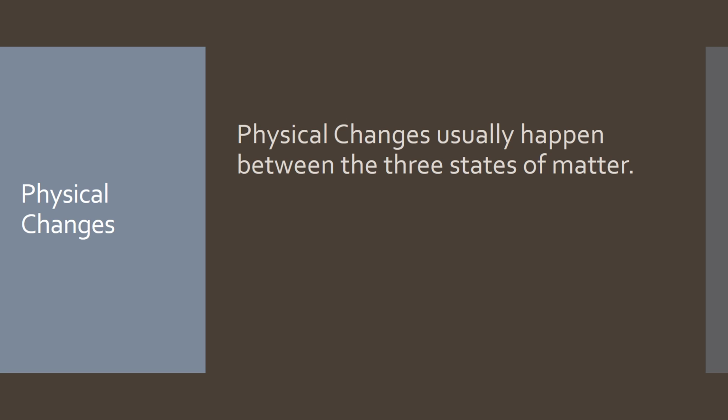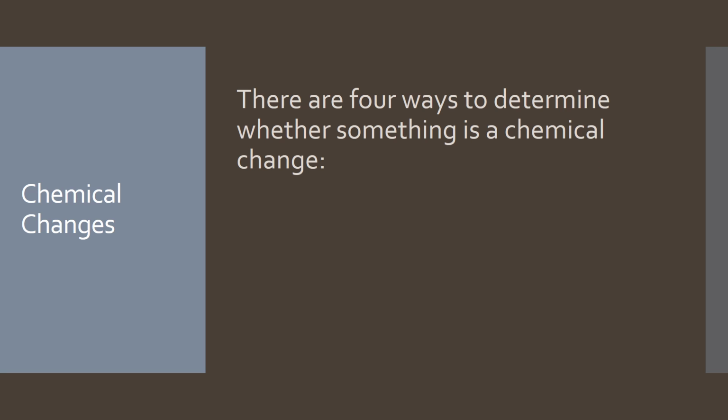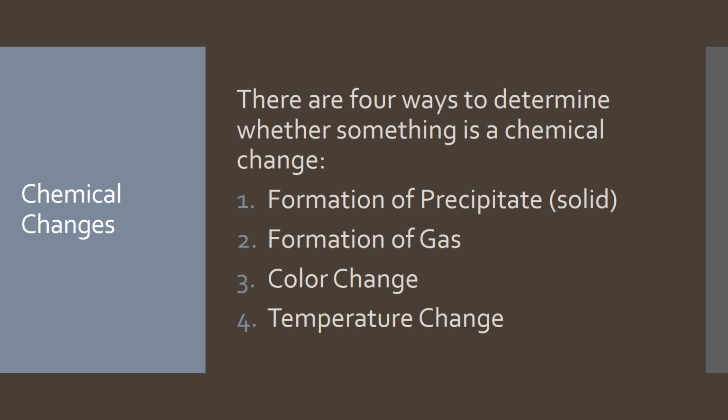Continuing with physical changes, let's go more in depth with that. Physical changes usually happen between the three states of matter, which are solid, liquid, and gas. On the other hand, for chemical changes, there are 4 ways to determine whether something is a chemical change, because you can't always see it that easily. Those 4 ways are formation of a precipitate or a solid, formation of a gas, color change, and temperature change. Formation of a gas and formation of a precipitate are your best indicators, so I would put a star by them. These are usually the best indicators that a chemical change has occurred.